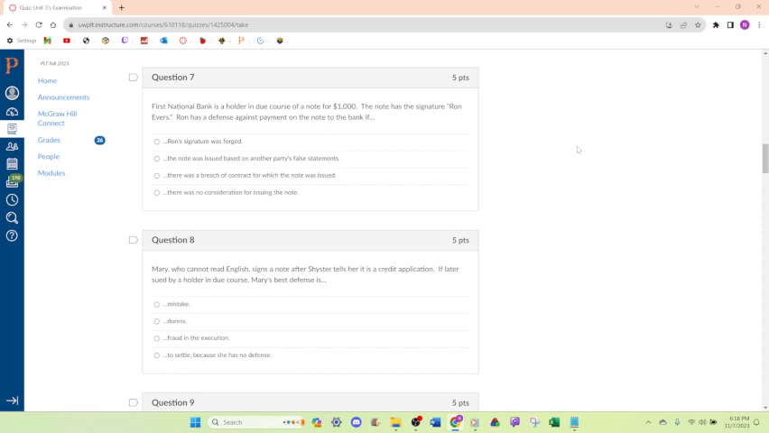If Ron's signature was forged. Well, that's clearly true. I don't think any of the other ones should be true then. Holder in due course. Oh yeah, so forged. That is definitely true. Even though they're a holder in due course, that's still a real defense, I believe. So that's funny.